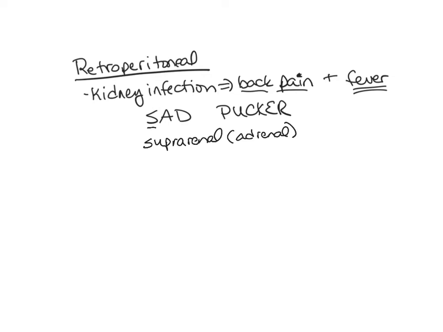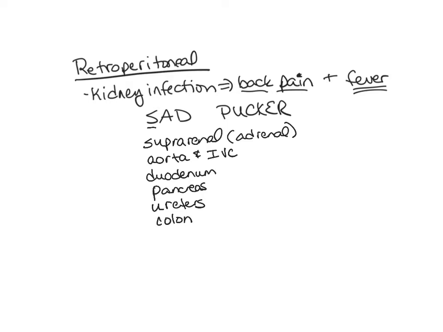The A stands for the aorta and also the inferior vena cava. So those are also retroperitoneal. The D stands for duodenum. That is the initial portion of the small intestine. The P stands for pancreas. U for ureters. C for colon. K for kidneys. E for esophagus, and R for rectum.